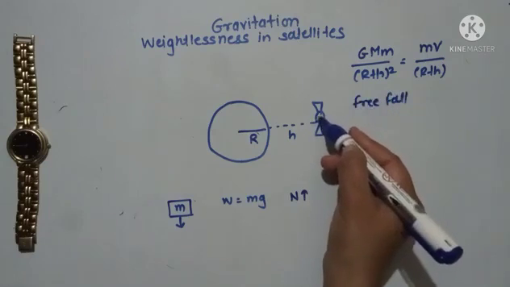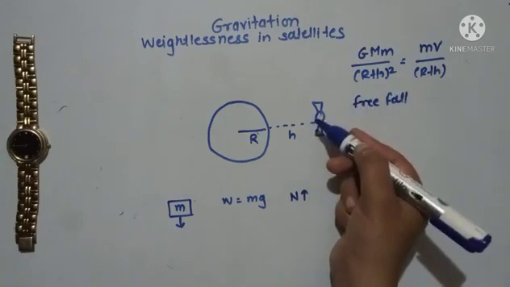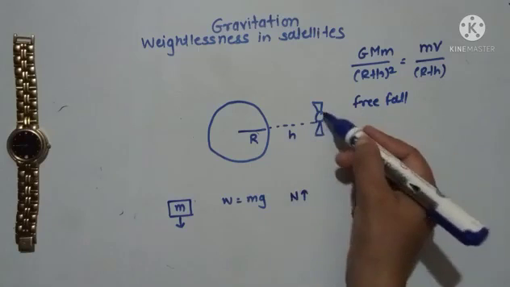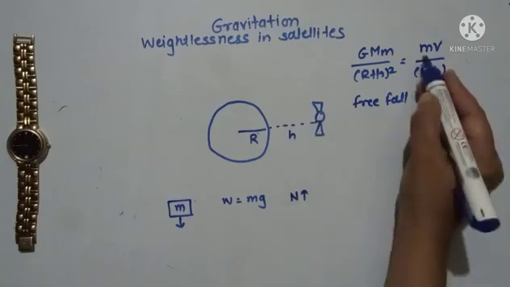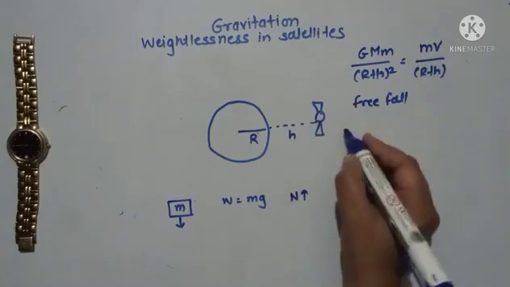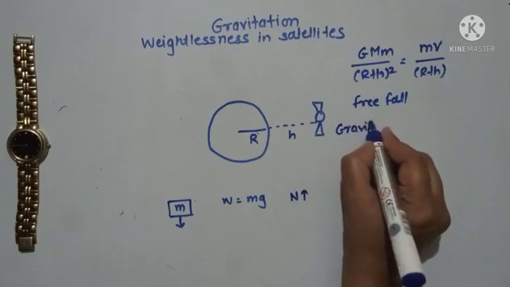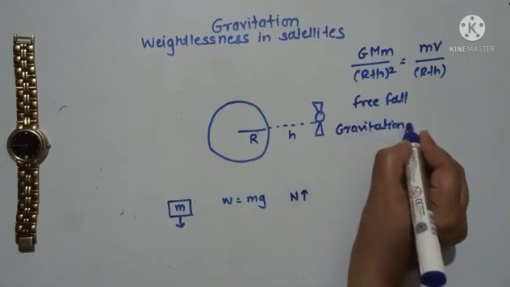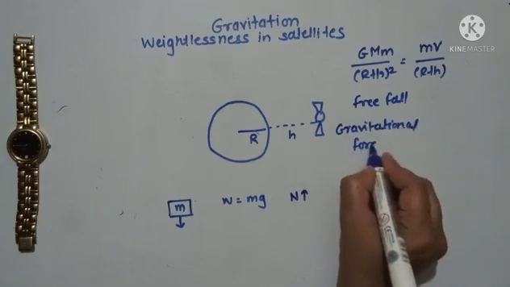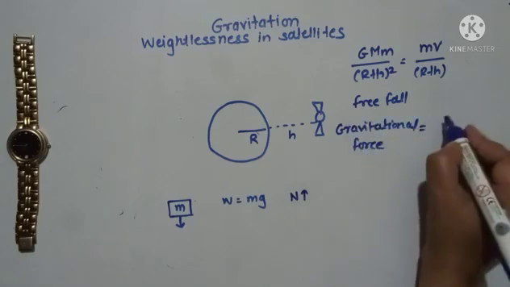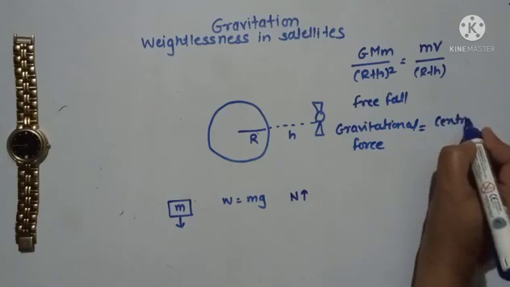So the satellite is still in the gravitational force field, and that gravitational force is balanced by the centripetal force. This is very important, so I'll write it here. Gravitational force is balanced by the centripetal force.